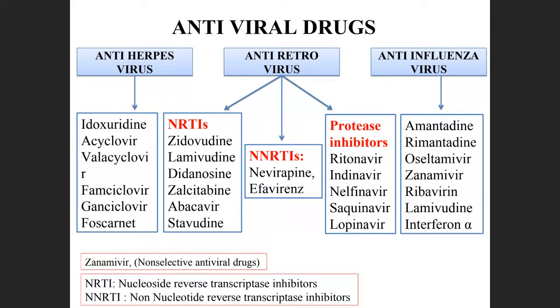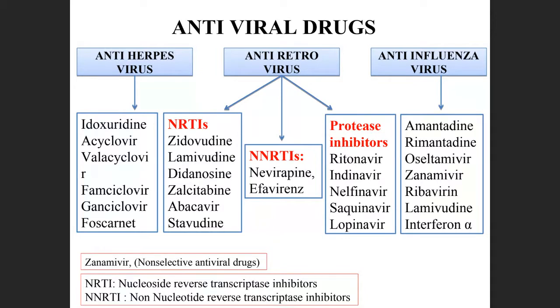Next, coming to the antiviral agents. In the antiviral agents, we have three different categories: the anti-herpes virus, the anti-retrovirus, and the anti-influenza virus. We are going to quickly see the different mechanisms of action of these drugs, how they act, and individually we are going to see a few important drugs.